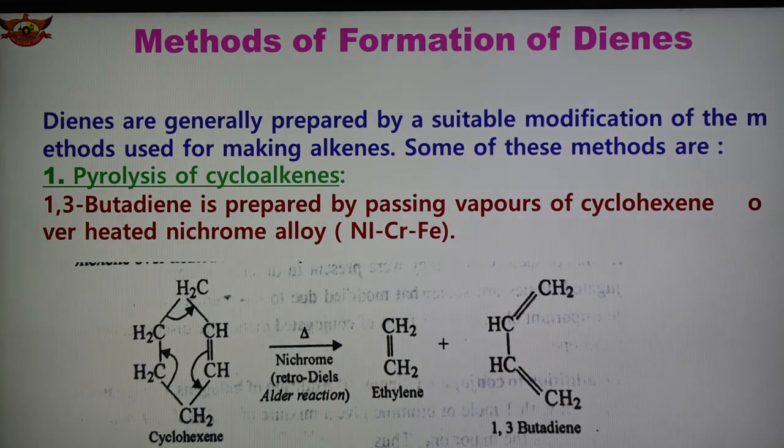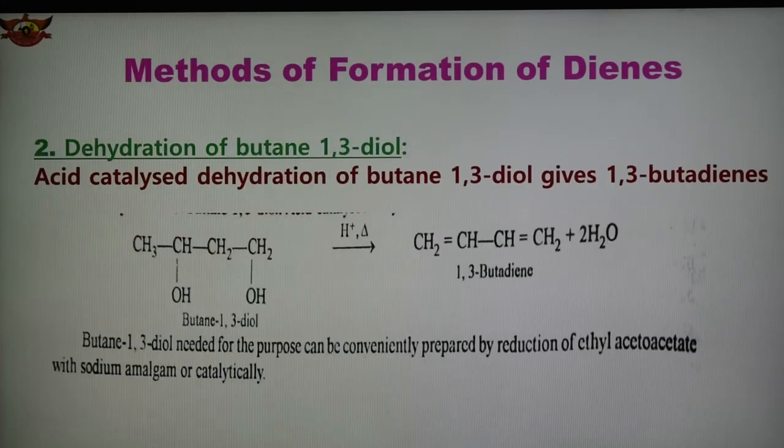So here is CH2=CH-CH=CH2, and this is the ethylene. Ethylene and 1,3-butadiene we obtain after passing. This is known as pyrolysis. The ring of the cyclohexene breaks and we obtain ethylene and 1,3-butadiene. So this is the first important method of preparation of dienes.